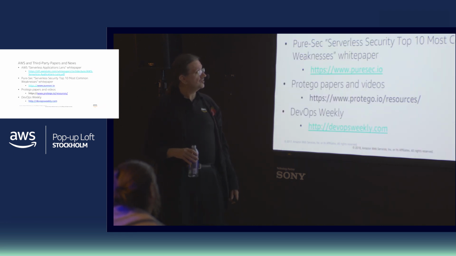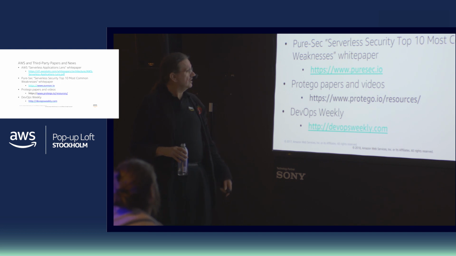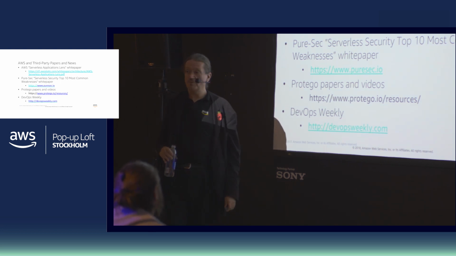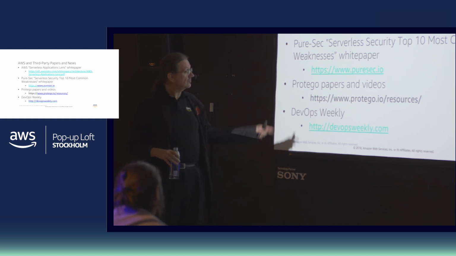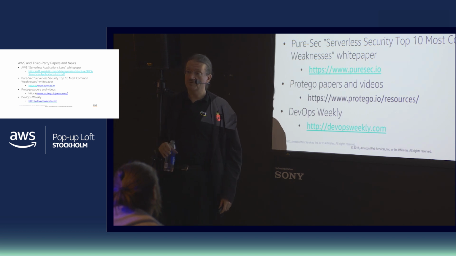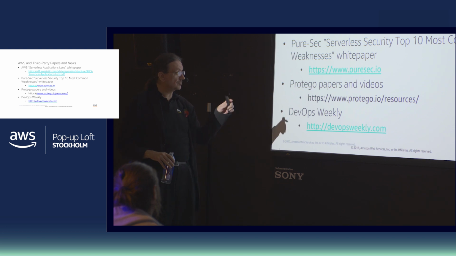In terms of reference, a whole bunch of links, including some stuff from PureSec and Protego. They're getting prolific with white papers now. PureSec have got a good one here that's very OWASP-like about what the top 10 things are that can go wrong in serverless function programming. It's a good read, and how to put them right.